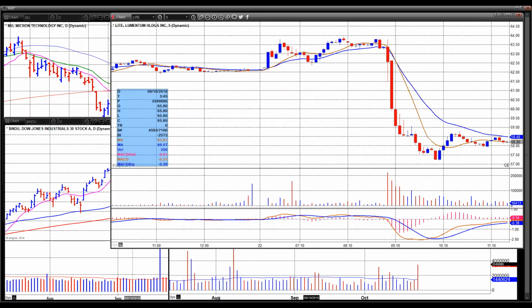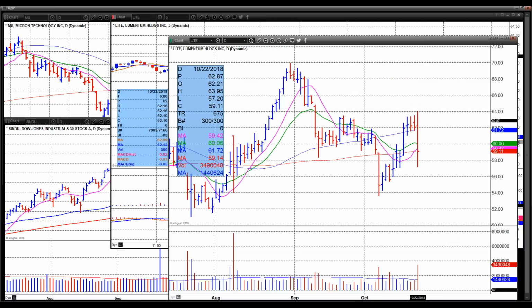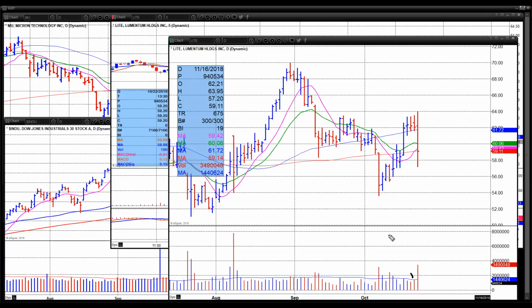So this actually worked pretty well, but my feeling on this one is that it's kind of edging up. It seems slightly wedgy. You had downside volume picking up on Friday.